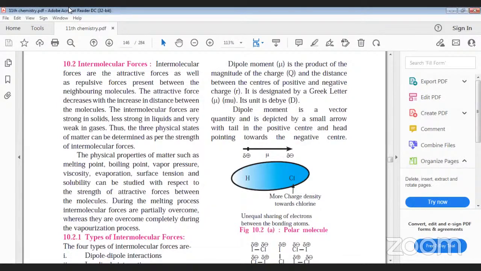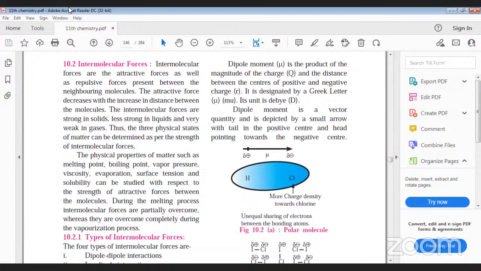Ma'am, because its boiling point is very less, it's 60 degrees. No, B has 150 degrees, I said. B's point is 150 degrees and A's is 60 degrees. So the correct answer is B. In B, intermolecular forces are strong.